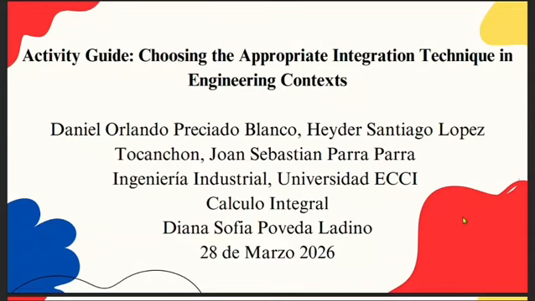Activity guide: choosing the appropriate integration technique in engineering context. Daniel Orlando Preciado Blanco, Heider Santiago López Tocanchón, Joan Sebastián Parra Parra, Ingeniería Industrial, Universidad de Exi, Cálculo Integral. Diana Sofía Poeda Ladino, 28 de marzo 2026.